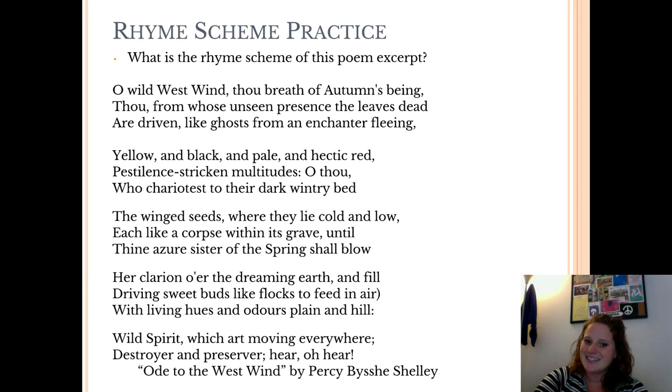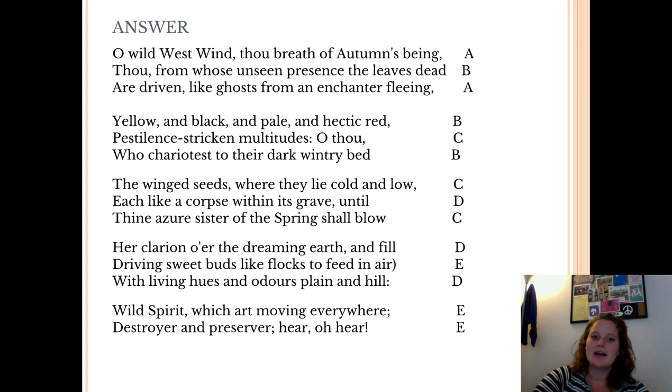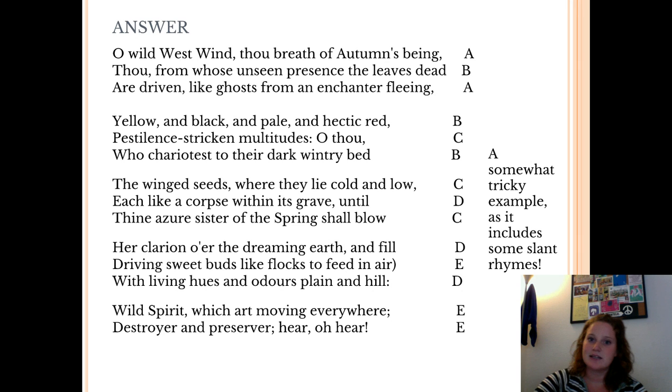That's a poem called Ode to the West Wind by Percy Bysshe Shelley. So now you get to check yourself. The rhyme scheme should be A, B, A, B, C, D, C, D, C, D, E, D, E, E. This is a tricky one because there are some slant rhymes, including where we see the C: thou, low, and blow. Thou is a little bit different.